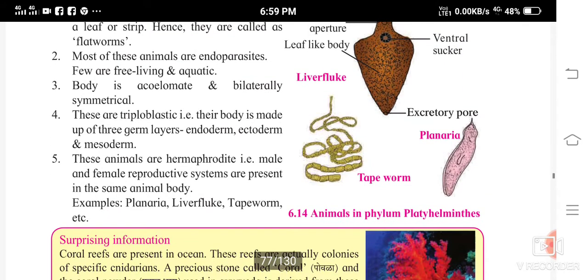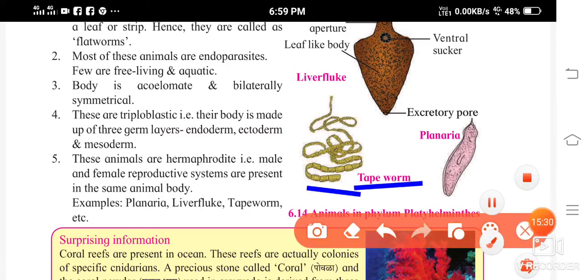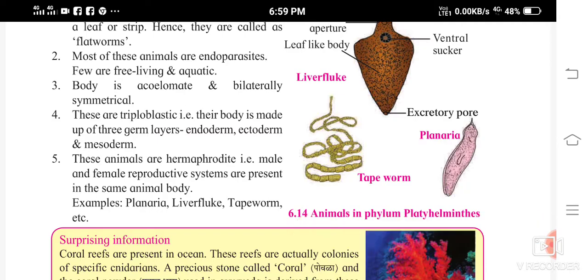Okay. Now you can see the tapeworm over here. See, this is the tapeworm. It looks like a tape, isn't it? So it's called tapeworm. Then this is the planaria. You have studied this planaria in regeneration, isn't it? So if you cut it into fragments, what is going to happen? Each fragment is going to grow into a new planaria. So a good regenerative system is present in this, right?